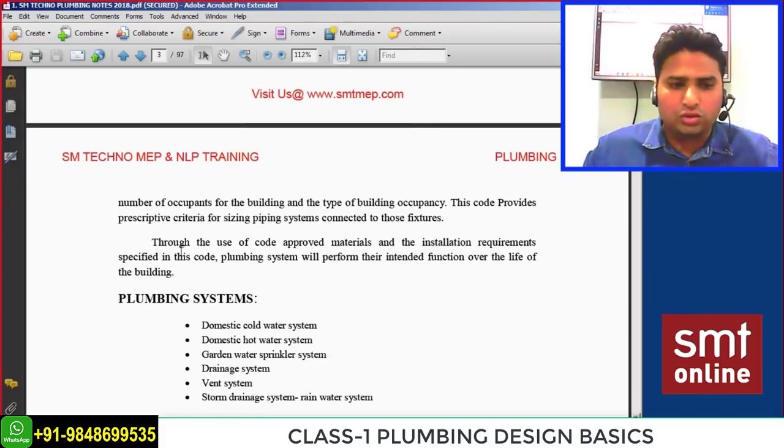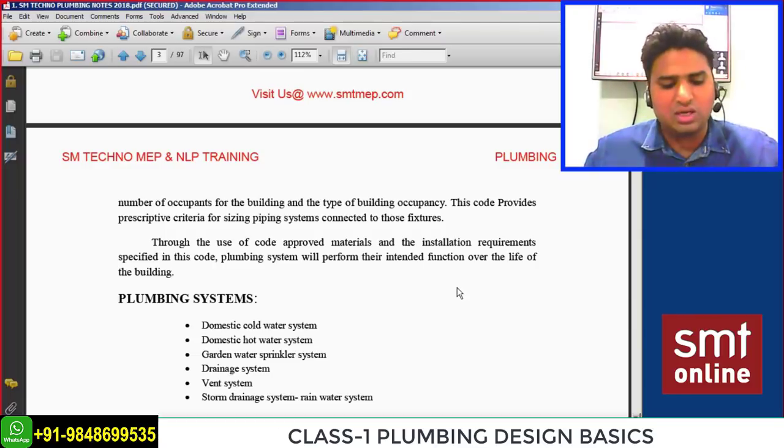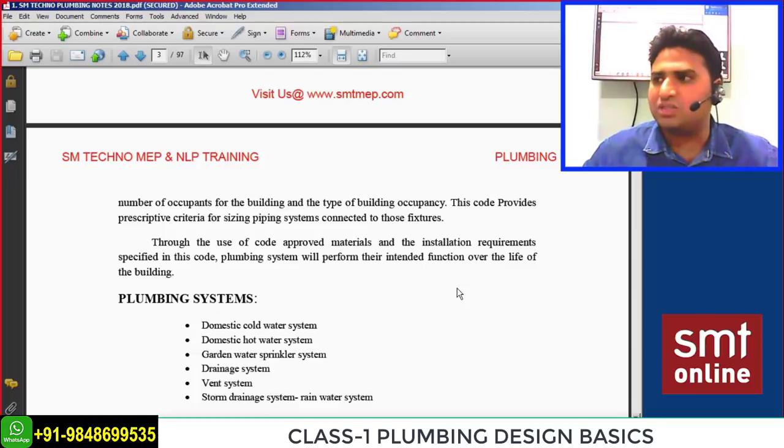Yeah. Now through the use of code-approved materials and the installation requirements specified in this code, plumbing systems will perform their intended function over the life of the building. Now what this paragraph is trying to say is, as per the specifications. What are specifications? Specifications are specific things talking about the occupants or the materials, whatever it might be, and those specifications are provided to us by the consultant. Consultant is nothing but a designer. So I need to install this material or the equipment as per their specifications, because they know as per the project what material I need to install. I need to do that just to maintain the life of the pipe or the long run of the project.